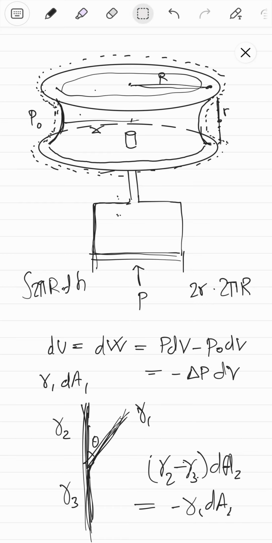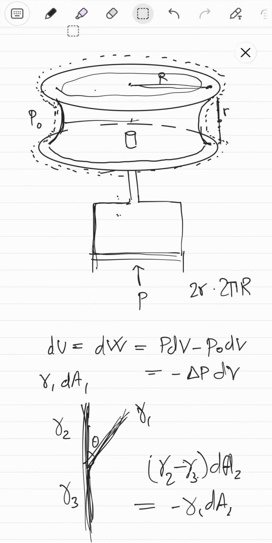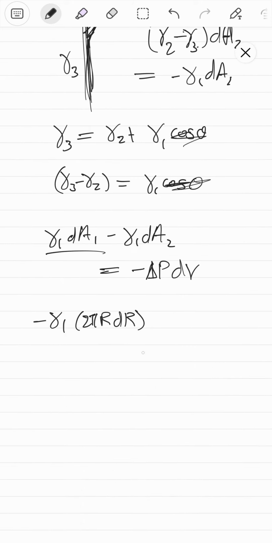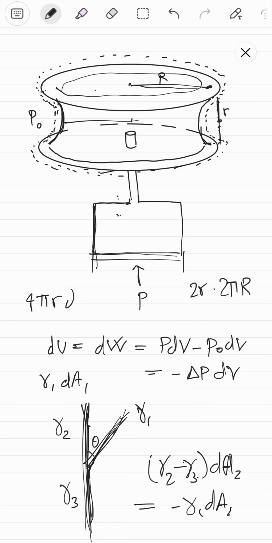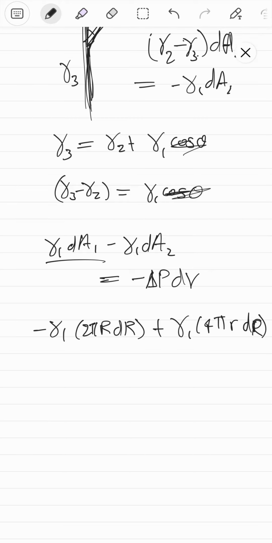Make sense? Okay. So now we figured out what A1 should be, right? So what's dA1? It's dA1 with respect to capital R, not small r. That is going to be equal to 4 pi small r. So that's gamma 1 times 4 pi small r, and then dR, capital R, sorry, that's supposed to be there, the differential. And this is actually equal to negative delta P times dV.